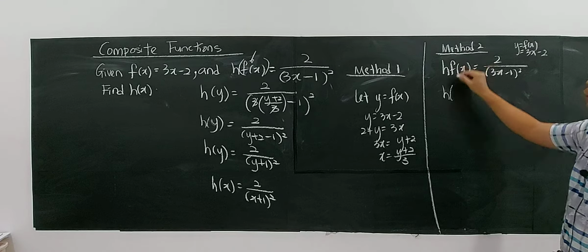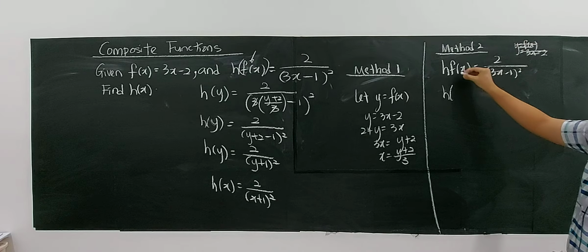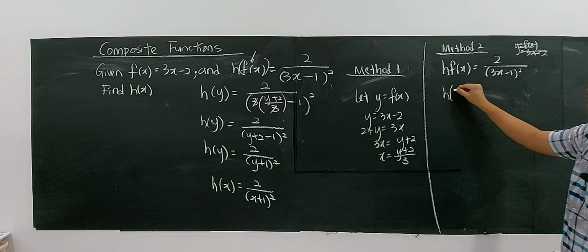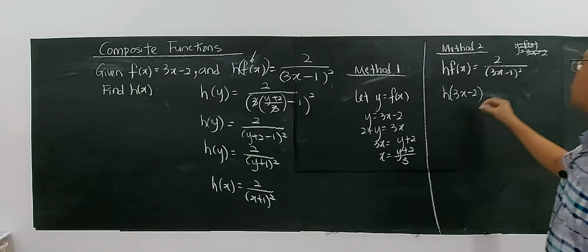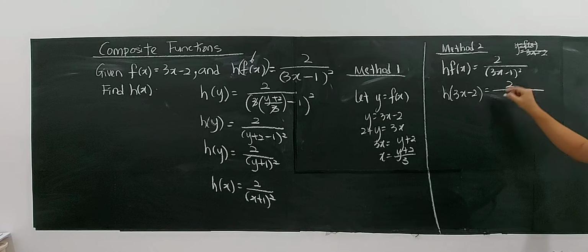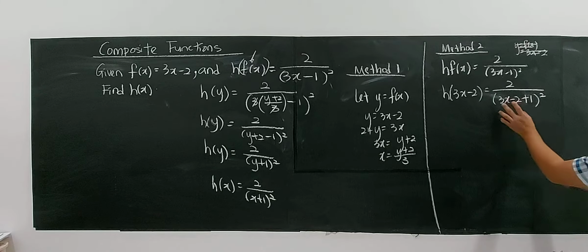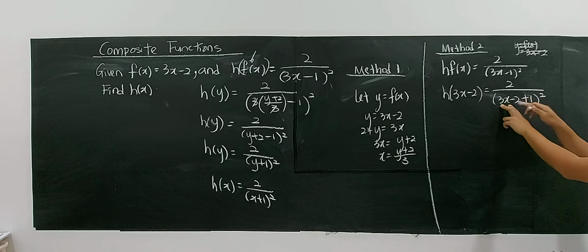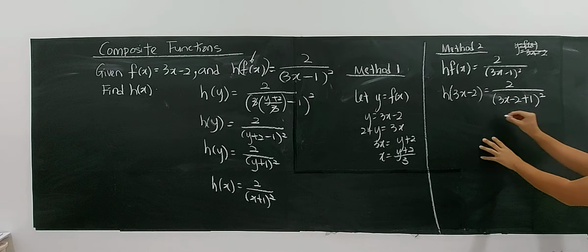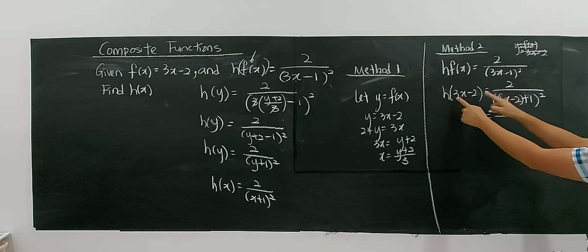You can replace this with f(x), or if you don't want to do it, it is okay. You can write f(x) here. So your f(x) is what? 3x minus 2. And this one you can generate by writing 3x minus 2 plus 1, squared, isn't it? You see, 3x minus 2 plus 1 gives 3x minus 1. This is a smart way. Minus 2 plus 1 gives negative 1. So this is 3x minus 2, and this is 3x minus 2.